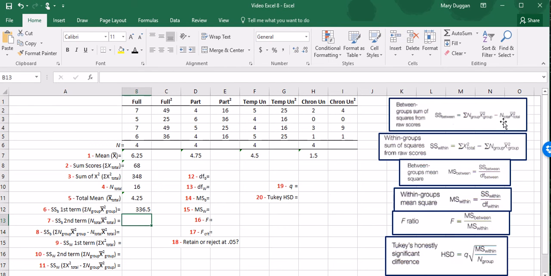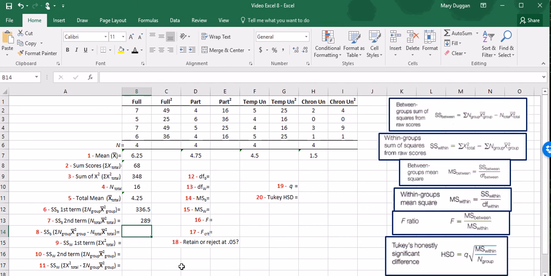The second part of the formula is asking us, it's probably easier to see over here, the n total times the mean squared total. So what we're going to do is simple enough. I'm going to put an equal sign. And we have our n total already, which was 16. We're going to multiply that by the total mean, but we need to square that as well. And we end up with the second half of the formula for between sum of squares at 289.